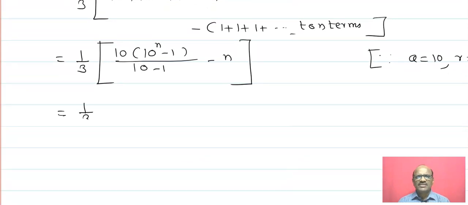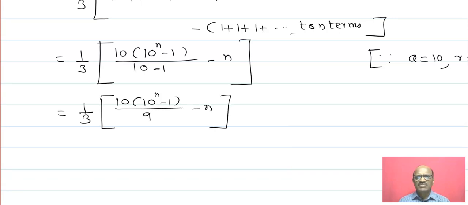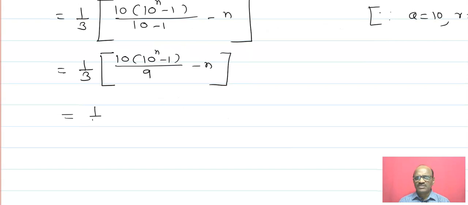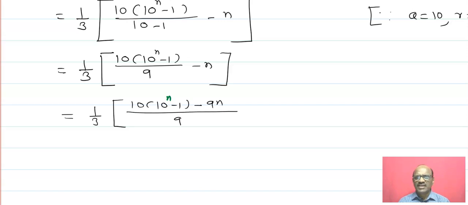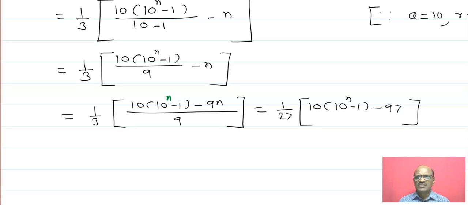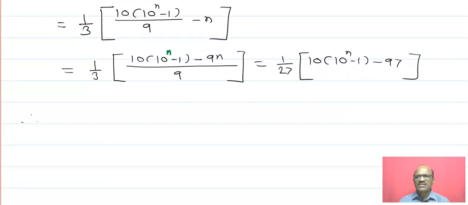Now next is that 1 by 3, that is 10 in bracket 10 raised to n minus 1 upon 10 minus 1, which is 9, minus n. Now normal simplification is there. 10 in bracket 10 raised to n minus 1 upon 9 minus n upon 1, that is equals to 1 upon 27 in bracket 10 raised to n minus 1 minus 9n.